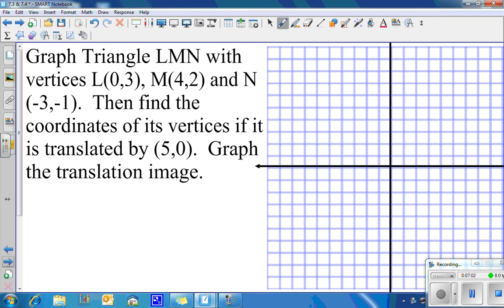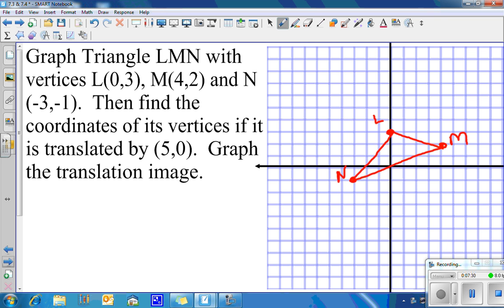We have L, M, N. L is located at (0, 3): 0 places on your x, up 3 on your y. M is (4, 2): 4 places on your x, 2 on your y. N is located at (−3, −1). And I connect those 3 points because it's a triangle.